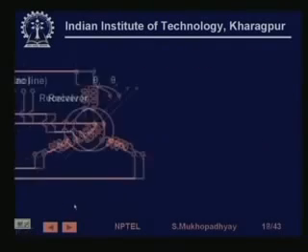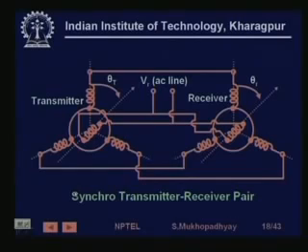Now we come to another system, whereby a position command can be transferred to a distance using a pair of machines called a synchro transmitter receiver pair. This is also sometimes used in control. Of course, nowadays these methods are becoming somewhat dated, and for transferring motion signals for control other methods are employed.